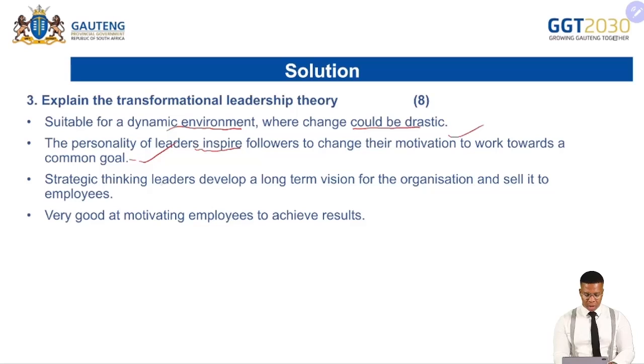And then looking into another aspect, the strategic leaders develop a long-term vision for the organization and sell it to the employees. And then they're very good at motivating employees to achieve excellent results, because these are leaders who forever want change. Transformation means change. Hence, we talk about them being good at motivating. Hence, we talk about them developing a long-term vision and selling it to the employees. And hence, again, we talk about their personality inspiring the followers.